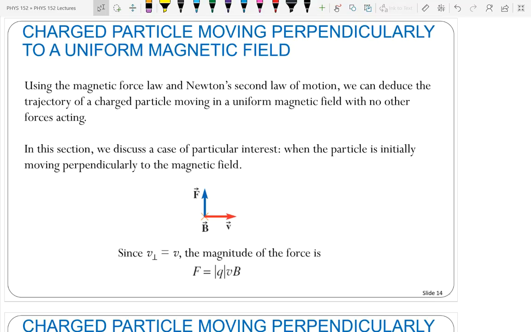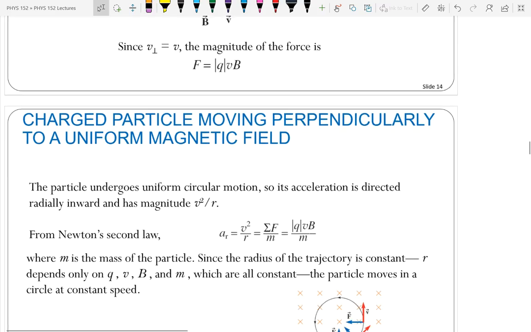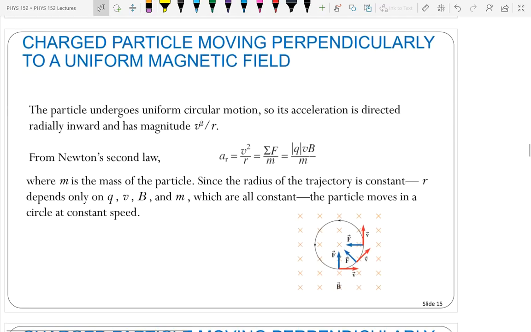This here is leading into the next one. Let's just go to the next one. A charged particle moving perpendicular to a uniform magnetic field. Why perpendicular? Because that's the only component of its velocity that will have a force because of it. So you have a particle that's moving partially parallel and partially perpendicular to the magnetic field. It's going to stay at constant speed in the direction parallel to the magnetic field.